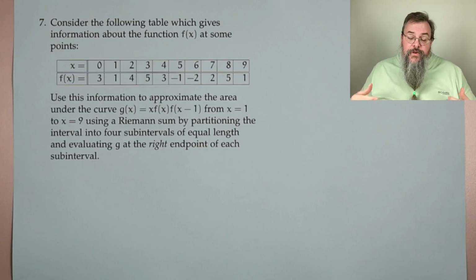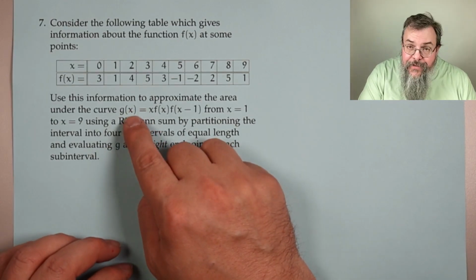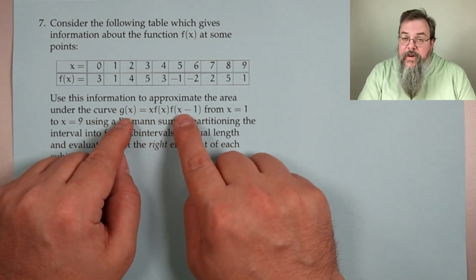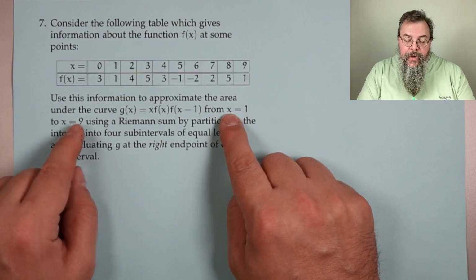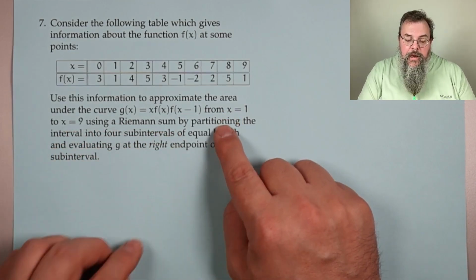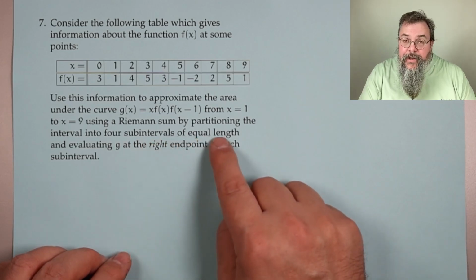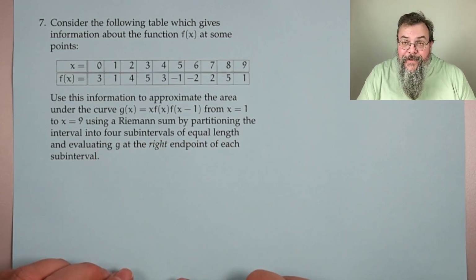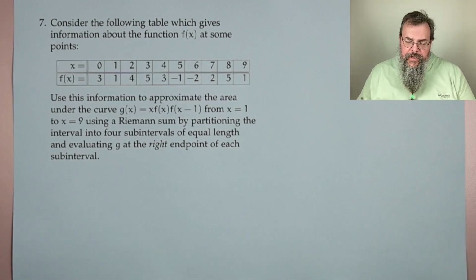Use this information to approximate the area under the curve for the function g of x, and g of x is formed from x times f of x times f of x minus 1, from x equals 1 to x equals 9, using a Riemann sum by partitioning the interval into 4 subintervals of equal length and evaluating g at the right endpoint of each subinterval. All right, so let's think about what's happening here.